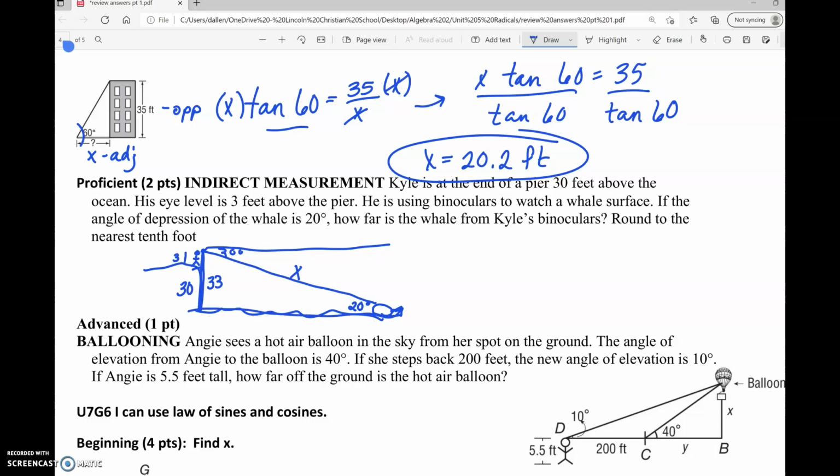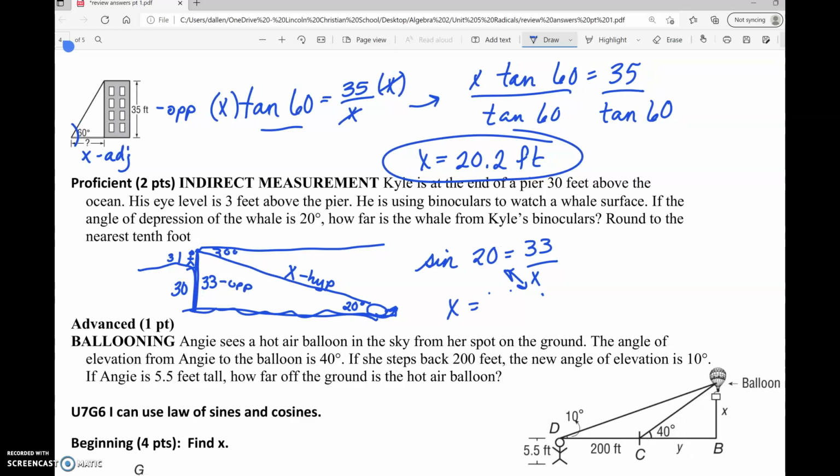So then once I have my picture, 33 is opposite of 20. X is the hypotenuse. So I'm going to use sine. So sine 20 equals opposite 33 over x. We've done this a few times algebraically, but essentially, when a variable's down low on the bottom of the fraction, it switches with what's below. So we're going to switch the x and the sine 20. Or you can look at it like multiplying both sides by x and dividing by sine 20. So then you should get 96.5 feet.